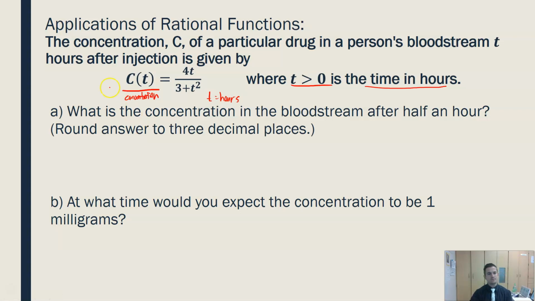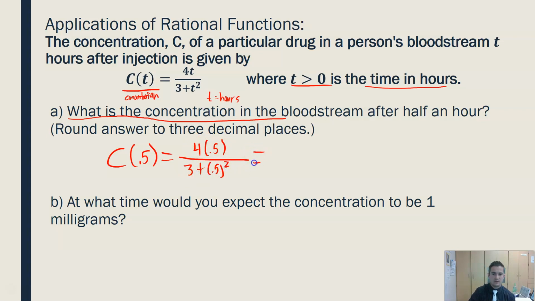Okay. So what is the concentration? This question asks, what is the concentration in the bloodstream after half an hour? So it says, what is the concentration after 0.5 hours? What is the concentration of the drug in the bloodstream after half an hour? This is the kind of question the pharmaceutical and healthcare companies would need to answer. Well, if I put 0.5 or a half in for each of my t values, because t represents the time, I get 4 times 0.5 over 3 plus 0.5 squared.